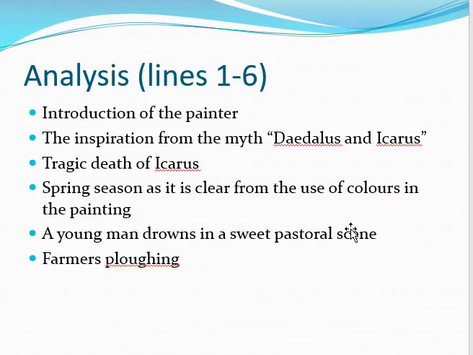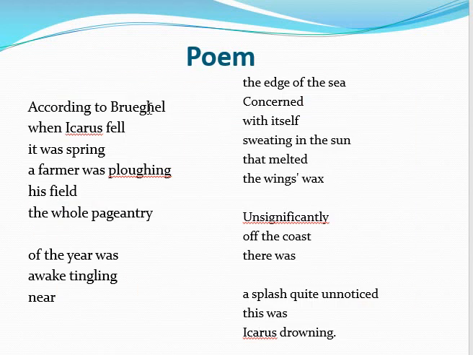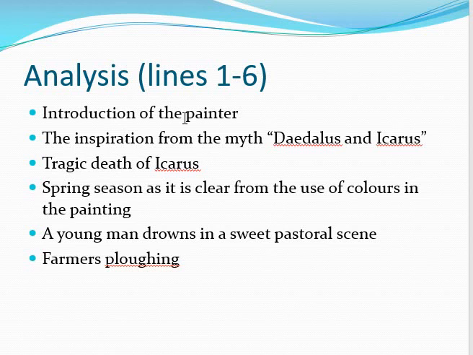If we analyze the poem line by line, in the very first line there is an introduction of the painter, as in the previous slide: according to Bruegel. Bruegel is actually the name of the painter. The poet simply says that he is going to talk about the painting, or in easy words, the poet has described Bruegel's painting in the form of a poem. In this first line, the poet introduces us to the story which forms the backbone of the painting, the story and the poem.